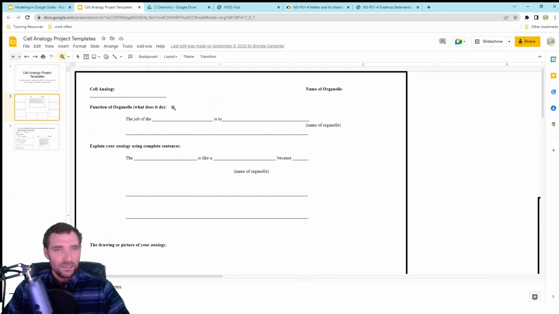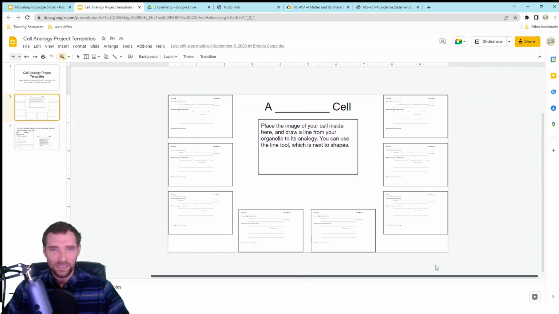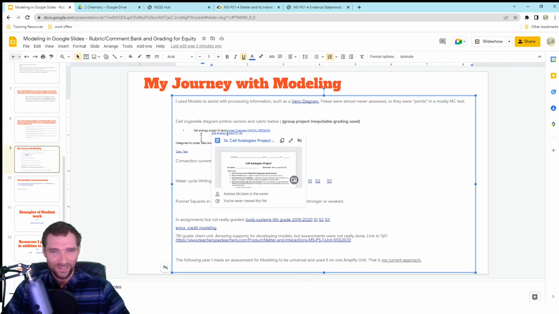Kind of see that there was some sentence frames where they had to say some analogy organelle and explain it a little bit. So that's like a different type of model, right? Than what you may typically think of as a model, right? You probably think of like the water cycle, right? But if you look at the NGSS standards, you gotta be careful with what they do there.